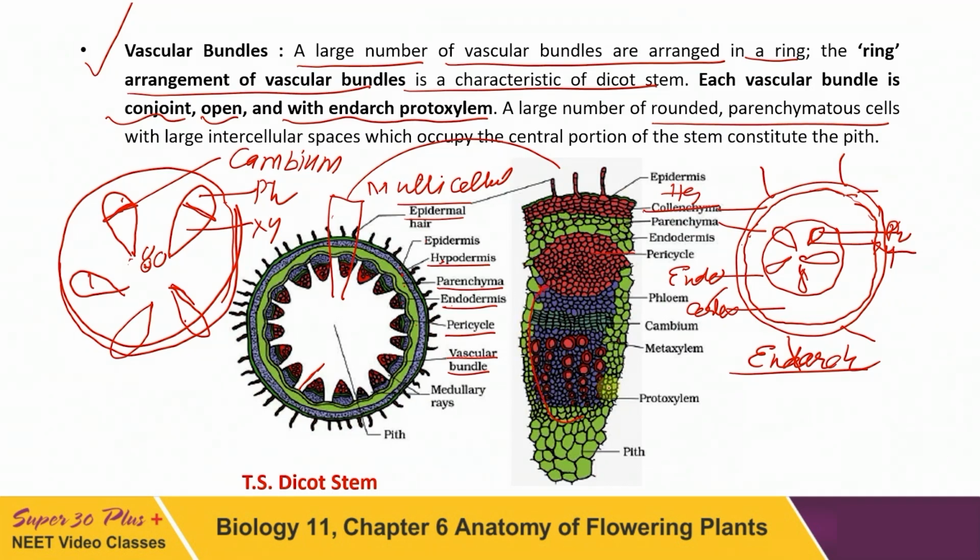We can make it like this. This is the phloem, and this is the cambium we have here. This is metaxylem. This one is protoxylem. Therefore the xylem of the vascular bundle is enlarged, and the vascular bundle is conjoint. Am I right? Okay, clear?